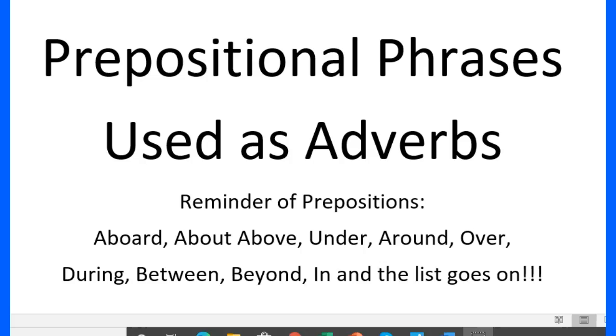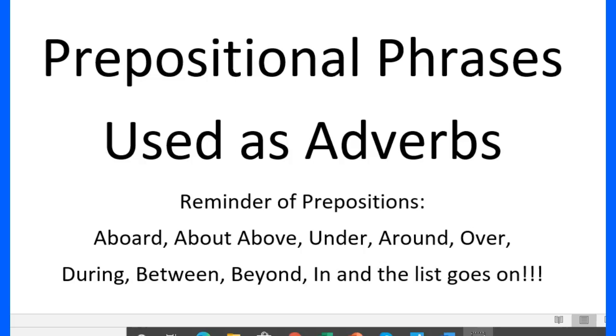Today we are going to be working on prepositional phrases used as adverbs. So we have talked about phrases and clauses all year long, and so you should be really super familiar with the prepositional phrases. And just in case you're not, I just want to remind you of a few prepositions.